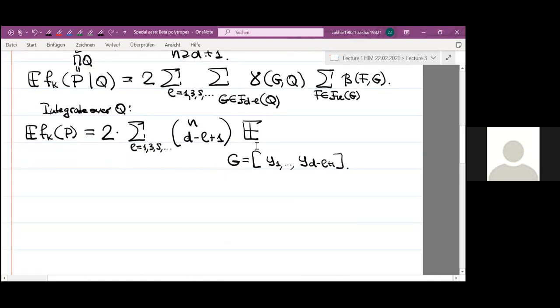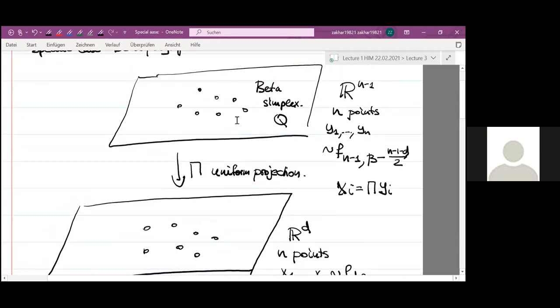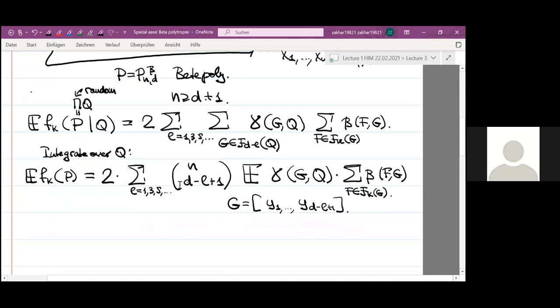That's why we have to take expectation with respect to Q of the following quantity: gamma of G inside Q times the sum of beta of F inside G, where F runs over all faces of G of dimension K. And what we have done applies actually to everything. It applies to any projection of any random polytope. But something special about beta polytopes comes here.